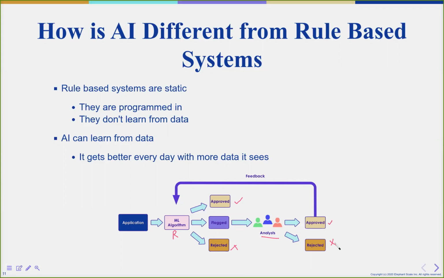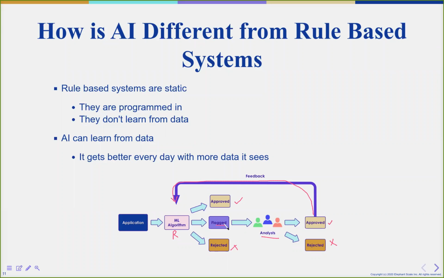This is how things have traditionally been done. But when I plug in an AI or machine learning algorithm, it does the same thing: it evaluates the application and quickly approves or denies. If it's borderline, it flags it, and then a human reviews it and makes the final decision. The difference here is that this final decision is then fed back to the algorithm, so the algorithm has one more data point. Remember the first application it couldn't make a decision on, so it was flagged.